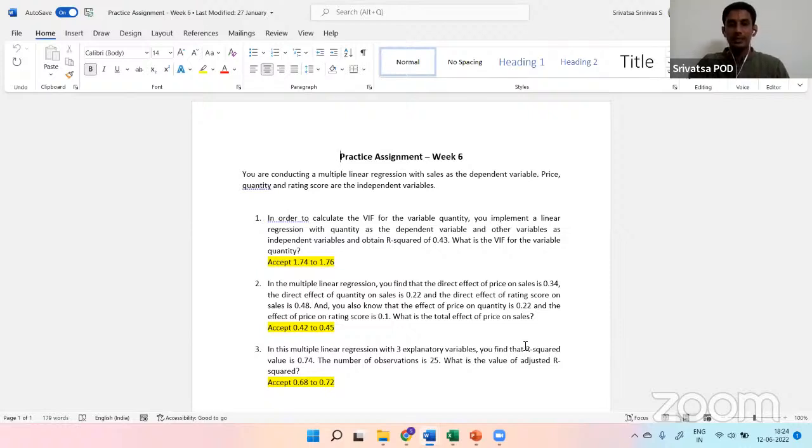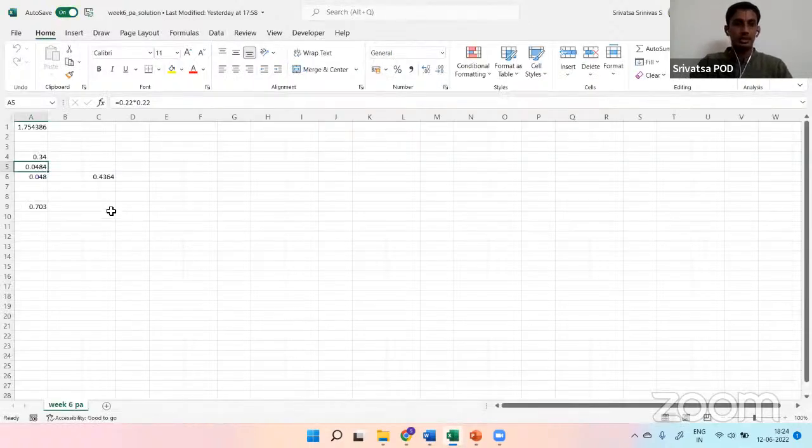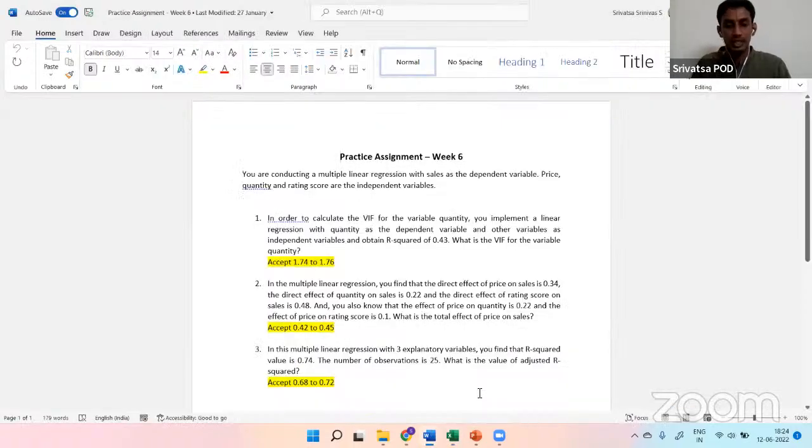Then subsequently, rating score affects sales with respect to 0.48. You multiply this 0.48 with 0.1, and you sum all of these three factors across, and you obtain 0.4364. So this is the total effect of price on sales. There is a variable price directly impacting sales to a certain extent, and also indirectly affecting sales to a certain extent. And that is what we calculate in this following problem.